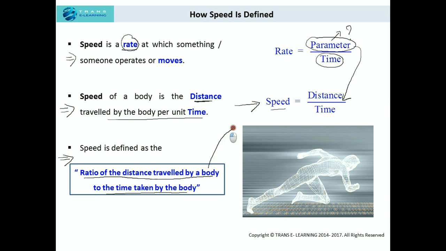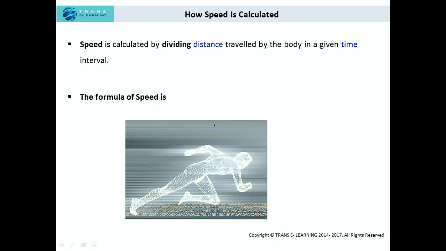This is the same. If you see this formula, it is a ratio of the distance traveled by the body to the time taken by the body to cover that particular distance. These are the three definitions of speed. Whichever one you take, the concept and the explanation will be the same. Now we know what speed is and we have defined speed.